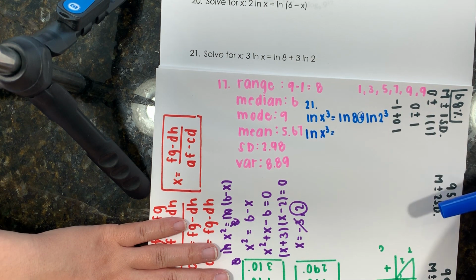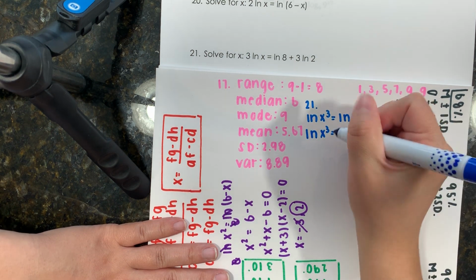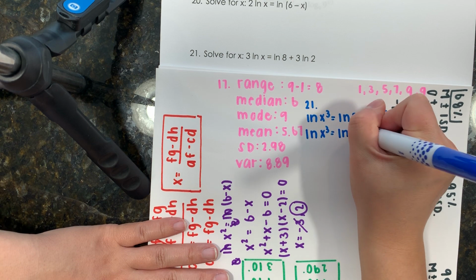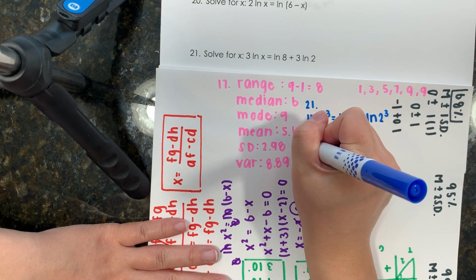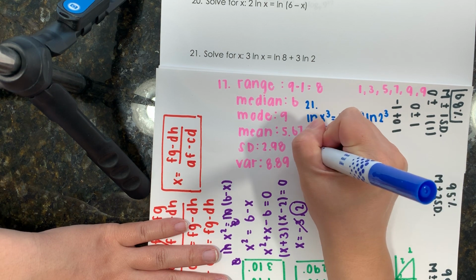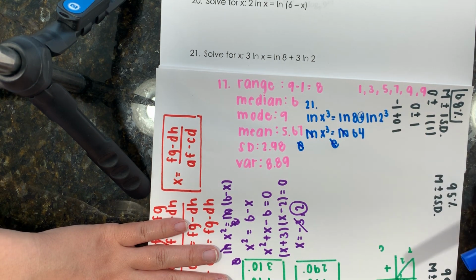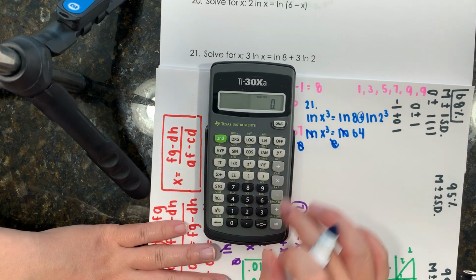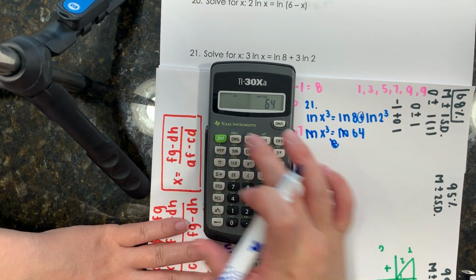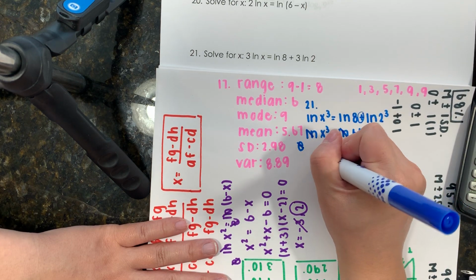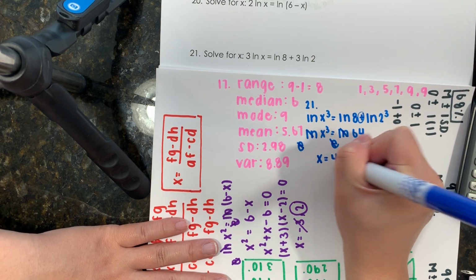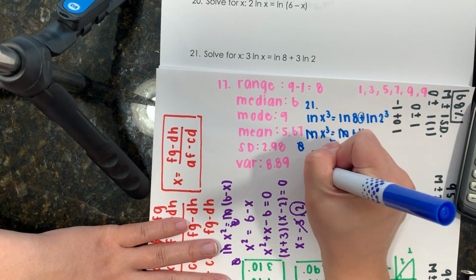2 to the third is equal to 8. So 8 times 8 would be 64. Again, getting rid of the ln, you raise it to the power of e. Now we need the cubed root of 64. So the cubed root of 64 would be 4. So x is equal to 4.